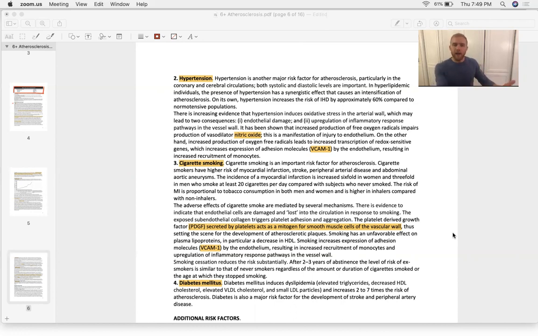So nitric oxide is a vasodilator. Hypertension causes a lack of nitric oxide, thus it vasoconstricts that lumen even farther, which is a bad thing for the downstream tissues. Next, I'm going to talk about the expression of cellular adhesion molecules.